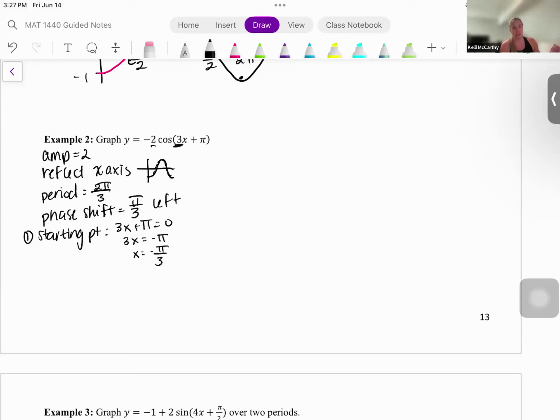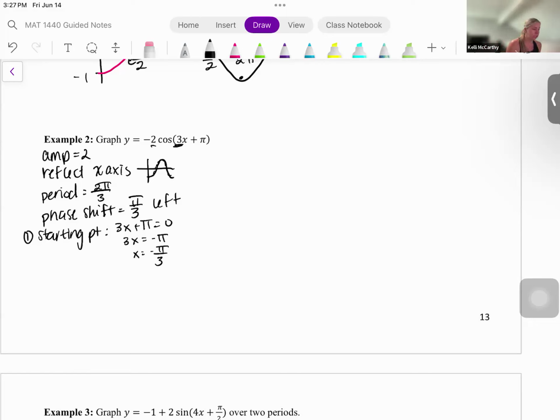Which is also illustrating that phase shift. For some reason, the idea of determining that starting point operates a lot easier in my head than the idea of trying to process a phase shift. It does also help me indicate, like, where do I begin in these graphs?